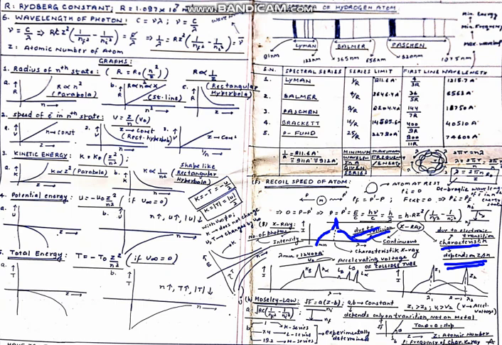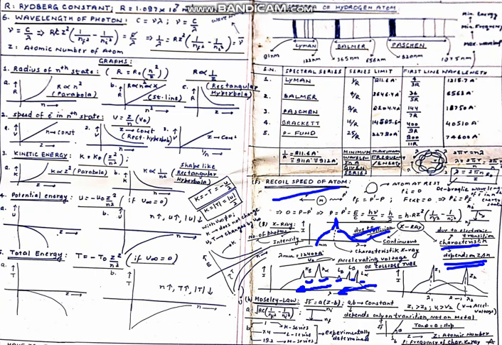If we draw graphs for various lines, then we get a graph like this. This corresponds to the K series, this corresponds to the L series, and if the transition energy gap is more, then we have K alpha and K beta like this, and L alpha, L beta, L gamma like this.